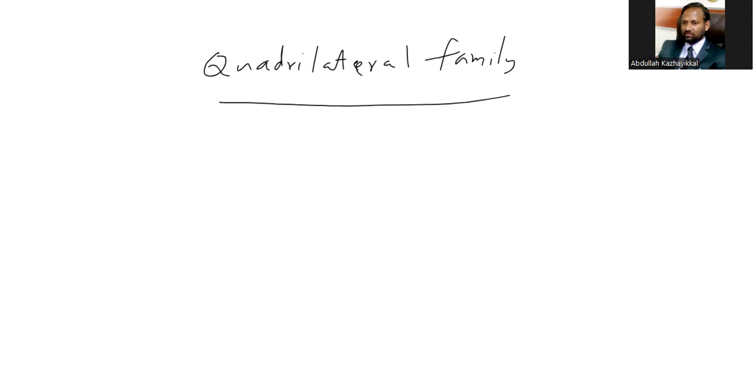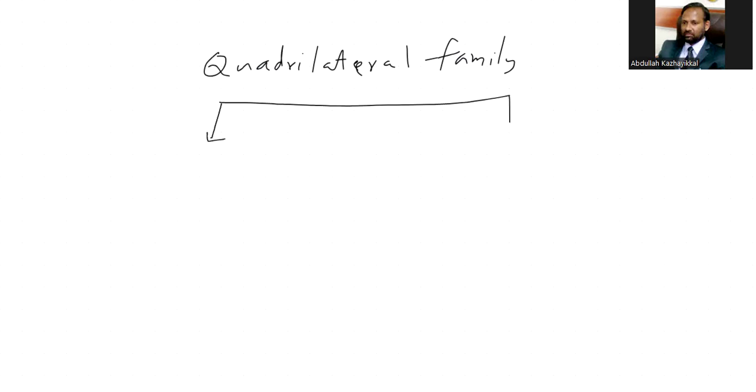What is the name of the family? The quadrilateral family. All of you, please remember and underline it. Sir is explaining the quadrilateral family today, but it is not new for you, because last year also we studied this family. A four-sided closed figure, it has two diagonals. Okay, fine.